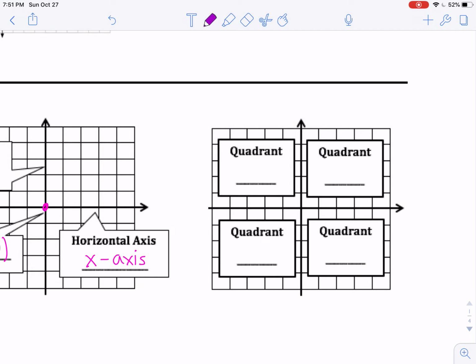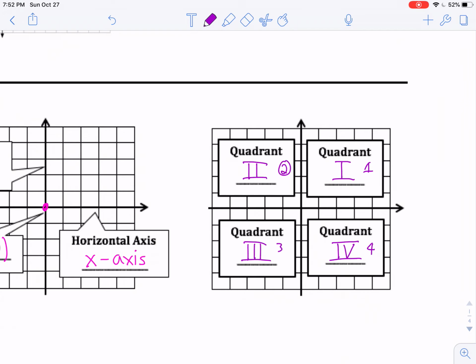Quadrants. We have 4 quadrants here. Which one is 1? Is it top left, top right, bottom left, or bottom right? Hopefully you said top right. This is going to be quadrant 1. So are we going to go to the left, or are we going to go down to get to 2? We're actually going to go to the left. So this is quadrant 2. Then where's quadrant 3, left or right? It's going to be 3 in the left. And then we got quadrant 4, which is right here. It's IV. So it goes, this is 1, 2, 3, and 4.